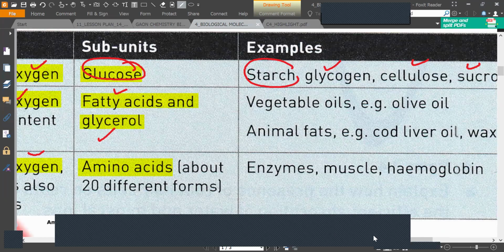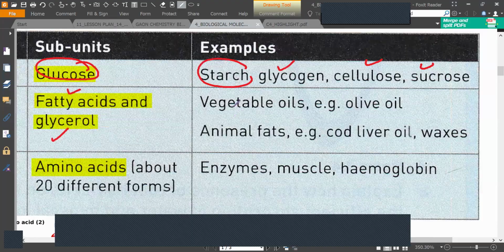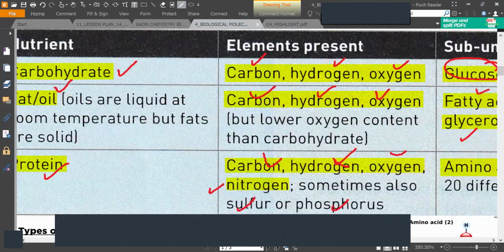Examples of lipids: vegetable oils, for example olive oil; animal fats, cod liver oil from the fish; or waxes. Next we have protein.